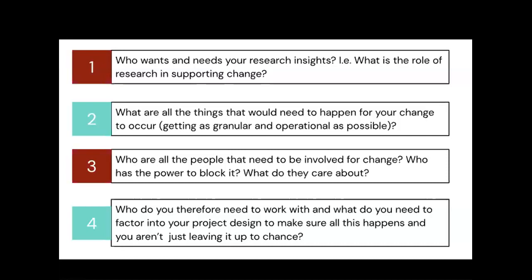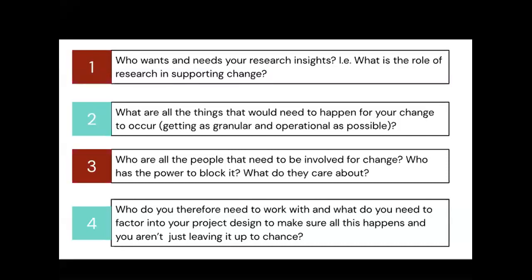Secondly, you want to break down all the things that would need to happen for the anticipated change to occur and get as granular as possible here. Who are all the people that would need to behave differently? What are all the steps that need to happen? What logistics, finances, and policies are needed to enable this?